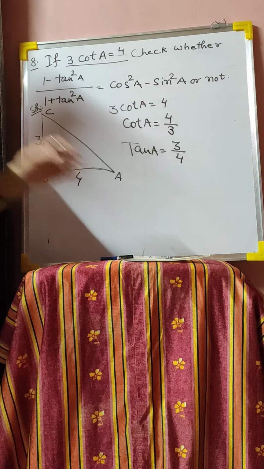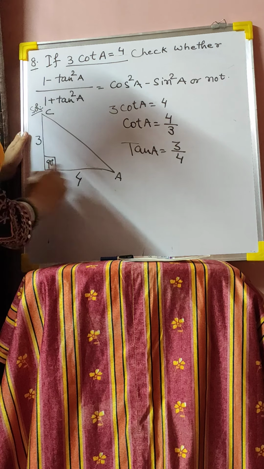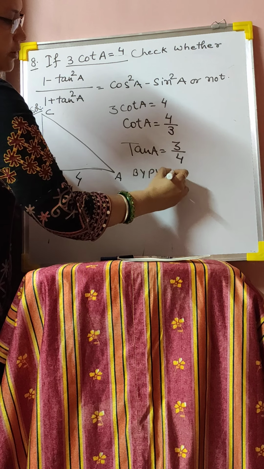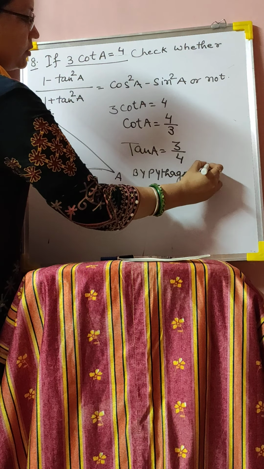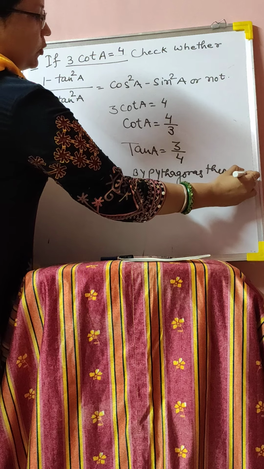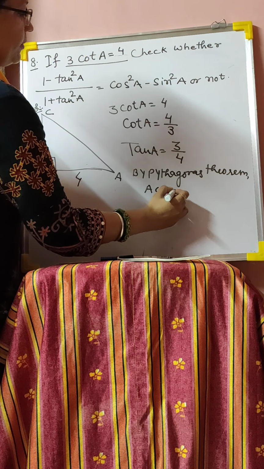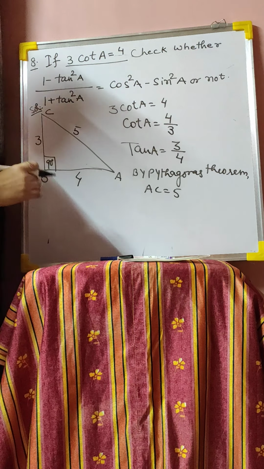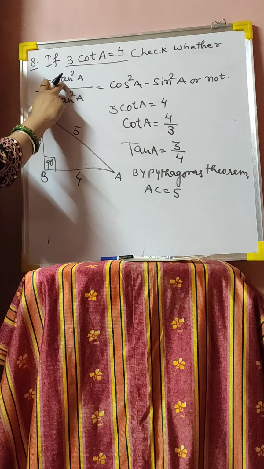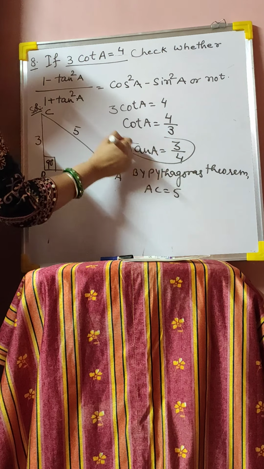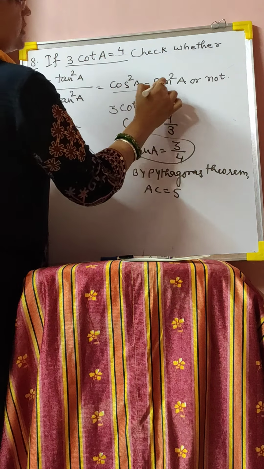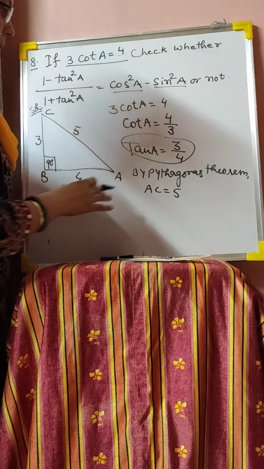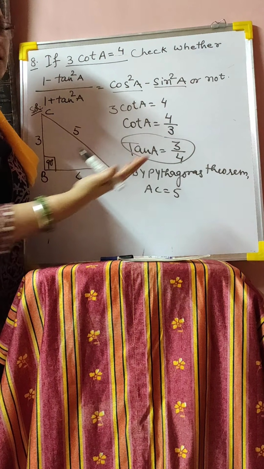Okay, 3 and 4. And by Pythagoras theorem, if we have very good command over calculation, we can know that AC is equal to 5, a Pythagoras triplet. So this is 5. Now we have to check. Tan we have calculated already, but now we have to calculate cos and sin, and then make them equal and try to see whether these are equal or not.